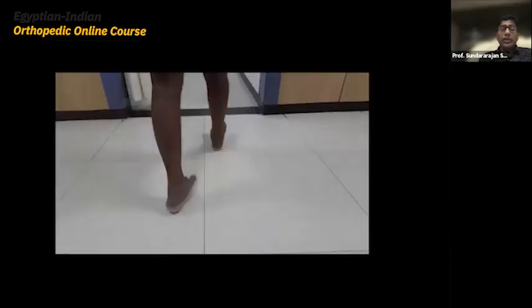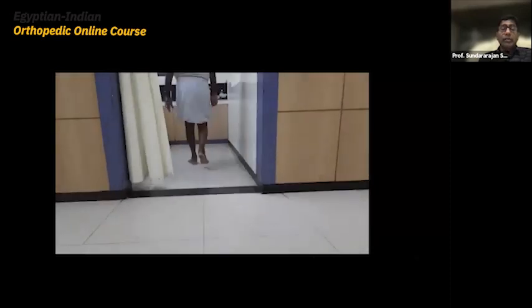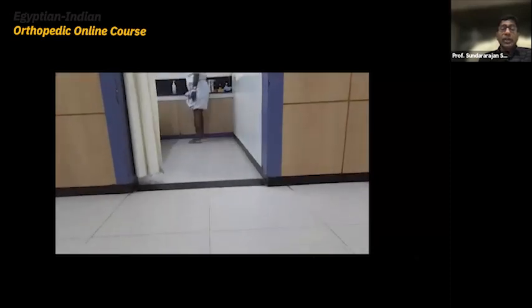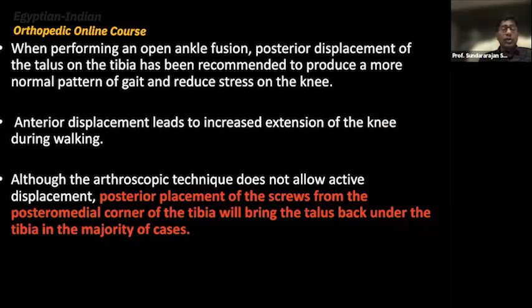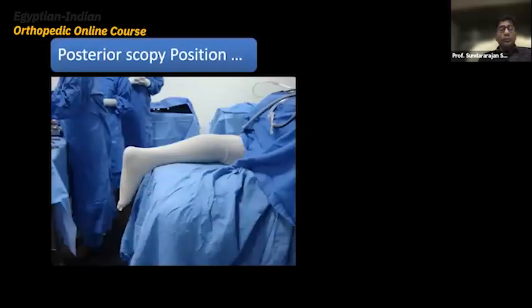You can see that the patient walks so well, and it's very difficult to find out which side was operated. This ankle arthrodesis patient walks normally. Of course, ankle arthrodesis does not allow posterior displacement of the talus, but by placing the screws from the posteromedial corner, you can bring the talus back under the tibia in the majority of cases. That can be a clue.